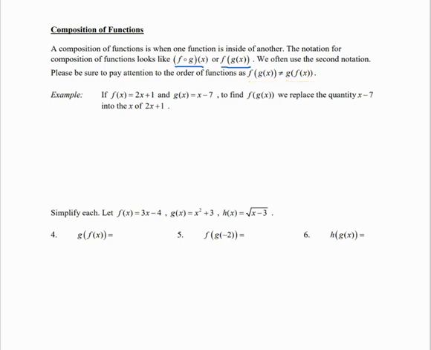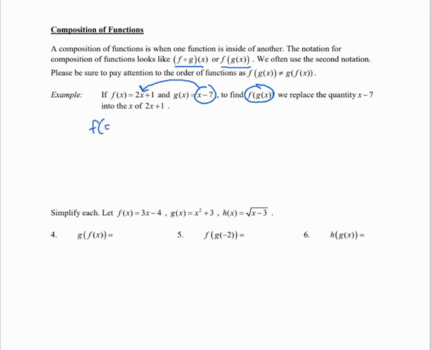So let's do an example nice and slow so that you can understand this. If I ask you to find f of g of x, again, it's saying take function g and plug it in for f. So we're literally going to take function g, and wherever I see an x in f, I'm going to plug that in.